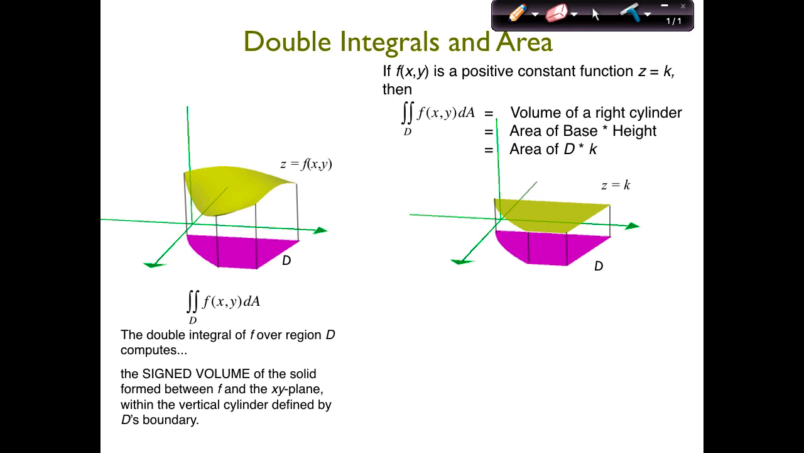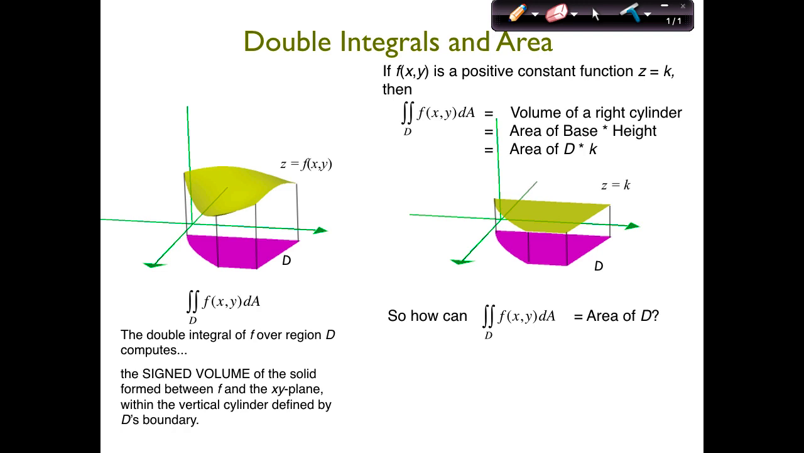So the area of D times K, exactly what he said. All right. So then, if that's true, if f is a constant function, and the double integral would then give the volume of the right cylinder, area of D times K, how could we use a double integral to express the area of D?